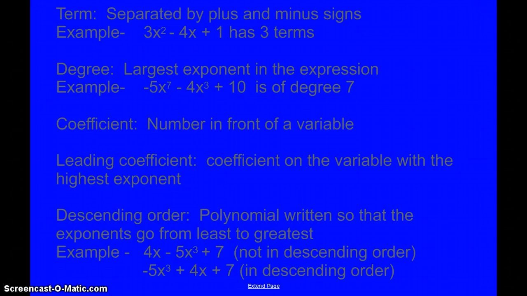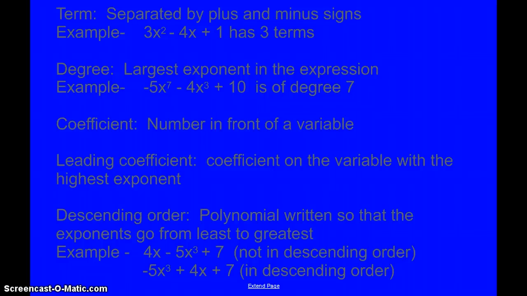And our final vocabulary term we're going to use here is called descending order. And that refers to writing your answers as a polynomial where your exponents go from least to greatest. So if you look at our examples here, we have two of them. Our first example refers to 4x minus 5x to the 3rd plus 7. That is not in descending order because our first exponent is 1 and our second exponent is 3. That does not work. They must go from least to greatest.